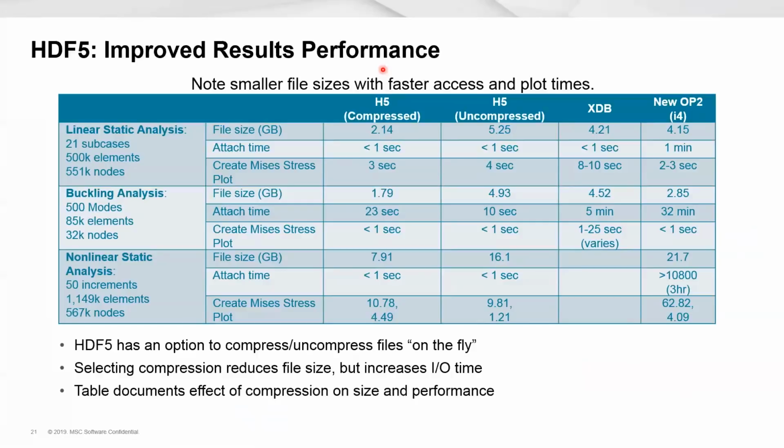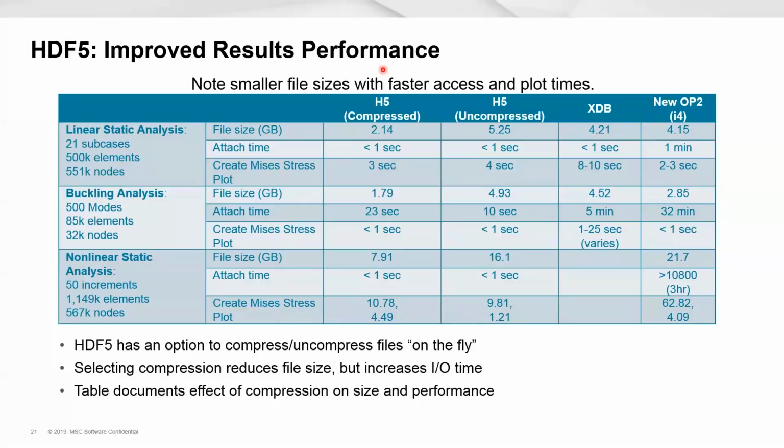In statics, the attach time is pretty fast, and it stays fast. Where it's interesting is even creating a von Mises stress plot, if you compare it to XDB, is 3 seconds to 10 seconds, which isn't a lot, but if you're going to create 50 of those, all of a sudden 3 seconds times 50 turns into real numbers. But if you look at the nonlinear, the buckling analysis, because of the number of cases, so 500 modes represents 500 cases that have to be indexed, and maybe 50 increments for nonlinear isn't big, but all of that indexing, there's a performance penalty paid on the XDB and the OP2 that H5 is much, much faster, both to attach and to create the plots.